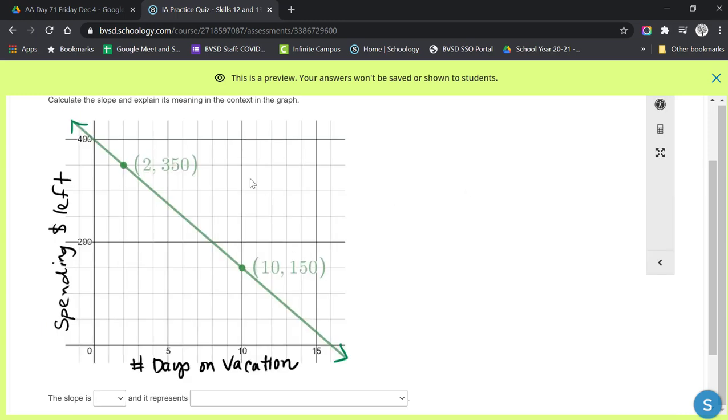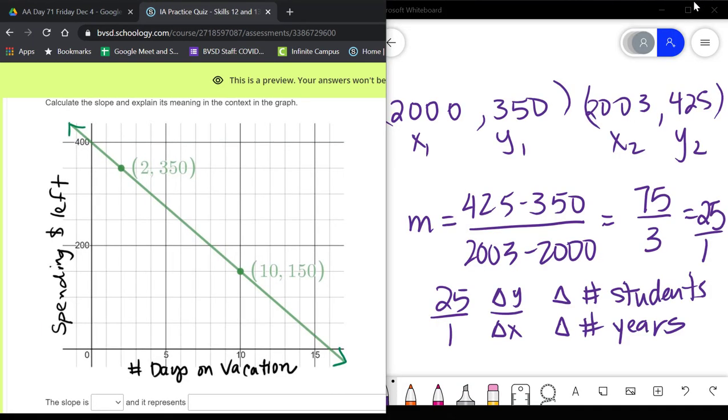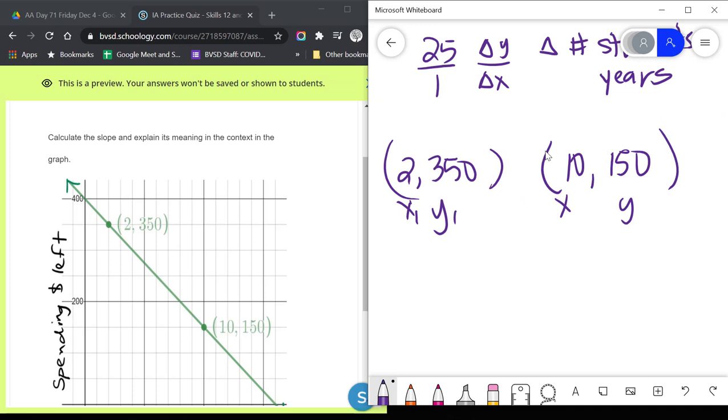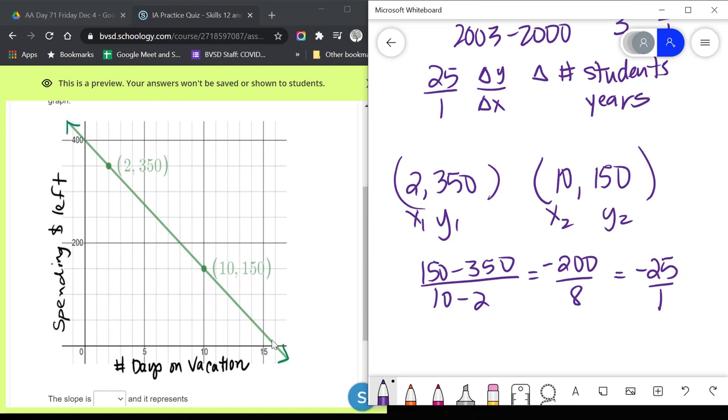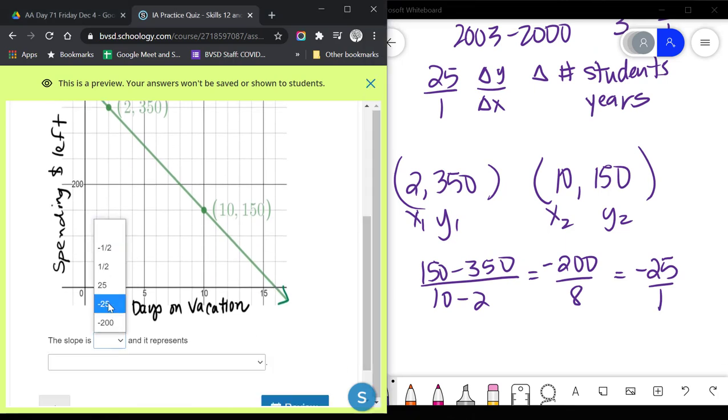Okay, so we're going to calculate the slope here. Let's show our work. Now, be really careful about your order and your signs here. It's easy to lose that negative sign. So this has a negative slope, and that shouldn't be a surprise because the line is going down. So my slope is negative 25.